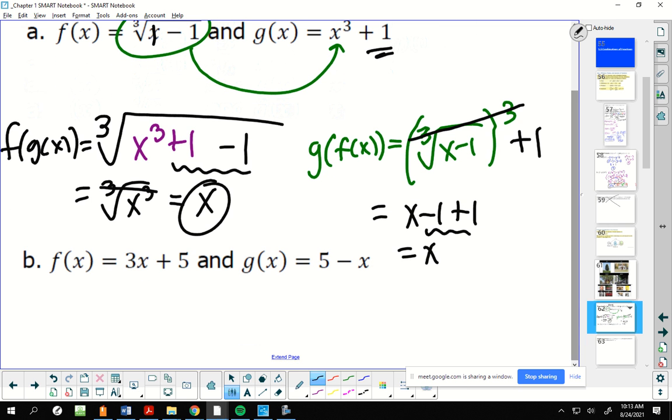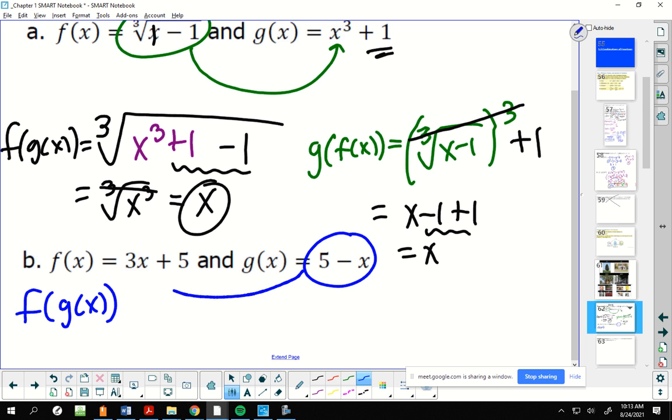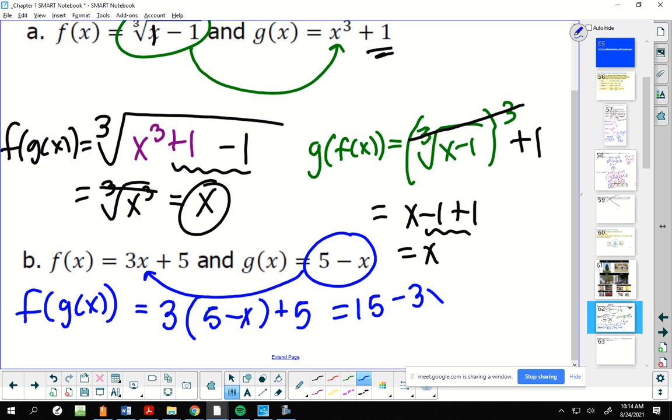All right, let's do it again. So f of g of x means we're going to work from the inside out. So we're going to take g of x and plug it in to f. So that gives me 3 times (5 minus x) plus 5. So that's 15 minus 3x plus 5. And combine your like terms. 15 plus 5 is 20. So we get 20 minus 3x. Or negative 3x plus 20. Doesn't matter.